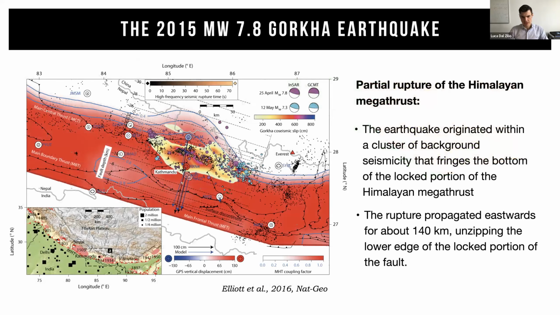Now, when we look more specifically at earthquakes in the Himalaya, probably the best example we can use is the more recent 2015 magnitude 7.8 Gorkha earthquake. Here you can see the map of the co-seismic slip distribution of this event, which happened in a region where we knew that the coupling is significantly high. The interesting feature is that the event propagated along the strike for 140 kilometers, but it didn't propagate all the way to the surface. So for that, we call it a partial rupture of the Himalayan megathrust, of the Main Himalayan Thrust fault.